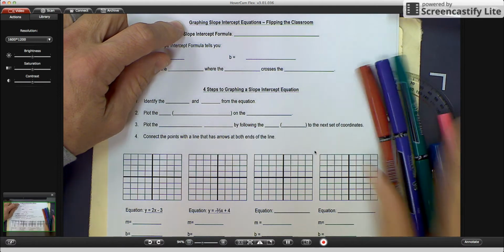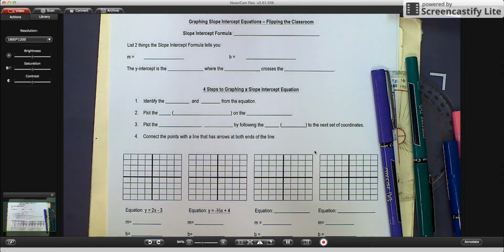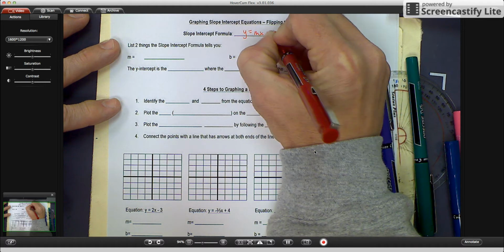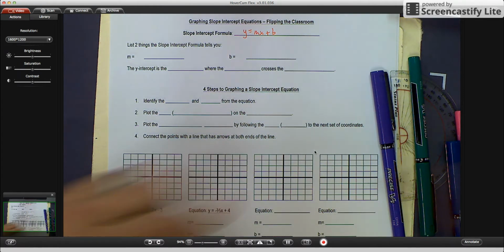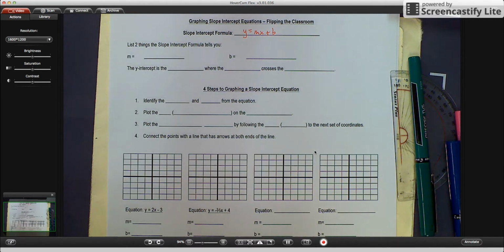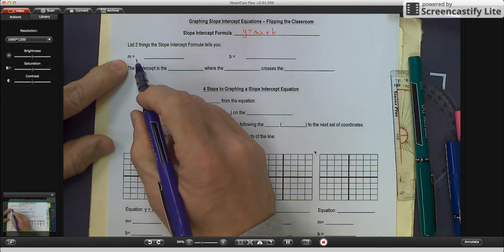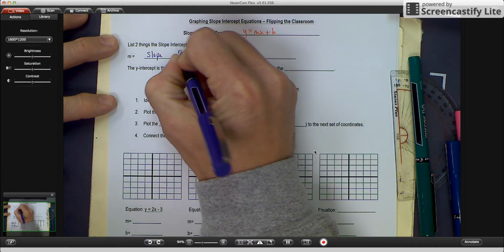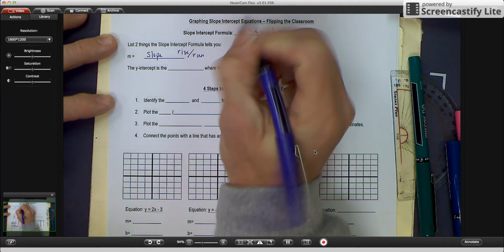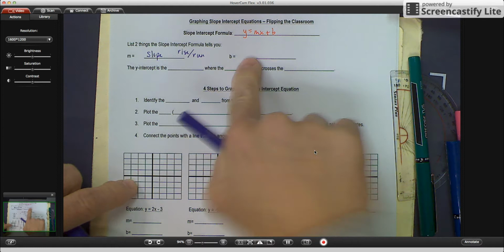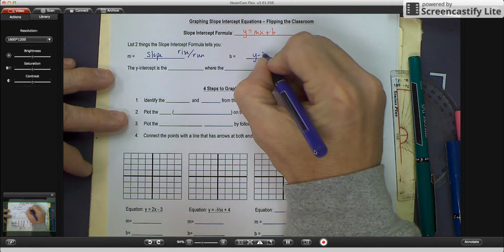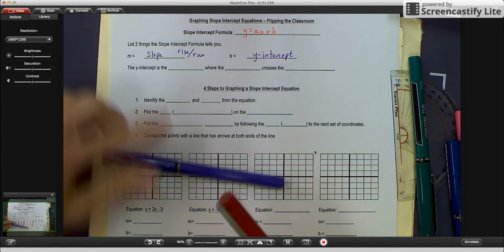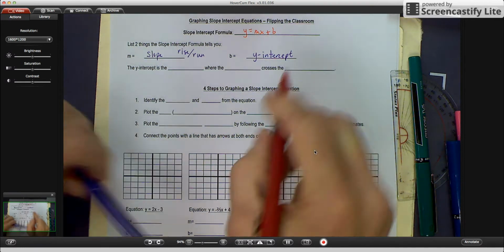The first thing that we need to remember or to learn is the slope-intercept formula. And the slope-intercept formula is y equals mx plus b. It says list two things that the slope-intercept formula tells you. It tells you that m stands for your slope. We also know slope as our rise over our run. And it tells us the b, and the b is your y-intercept. We've just come off of our lesson with slope, so you should understand what slope is. But let's talk a little bit about the y-intercept.